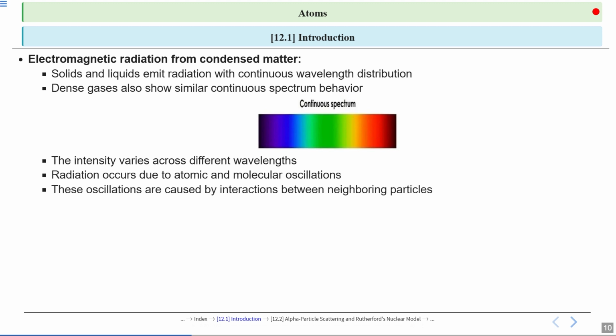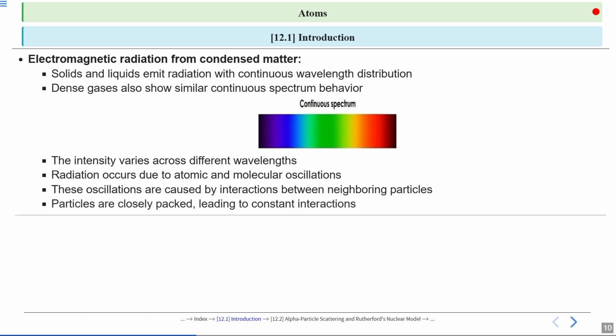But what causes these oscillations? It's the interaction between the neighboring particles in solids and liquids. Atoms and molecules are packed so closely that they are always bumping into each other, exchanging energy. These constant interactions keep the particles vibrating, which leads to continuous emission of radiation.